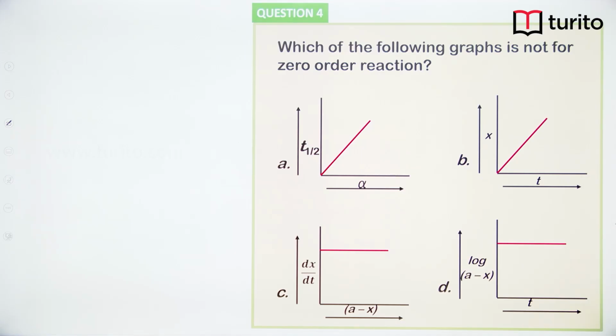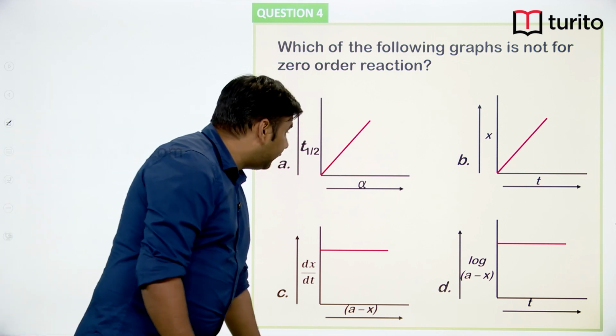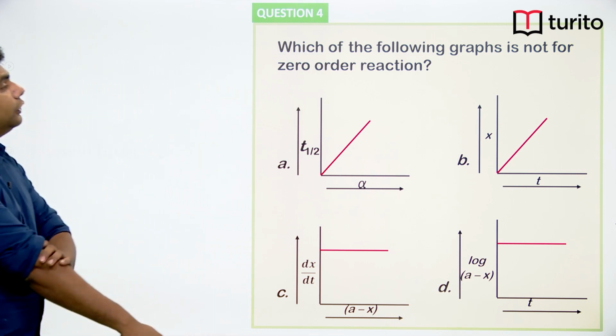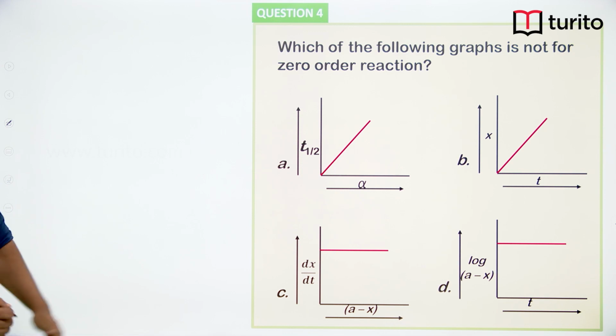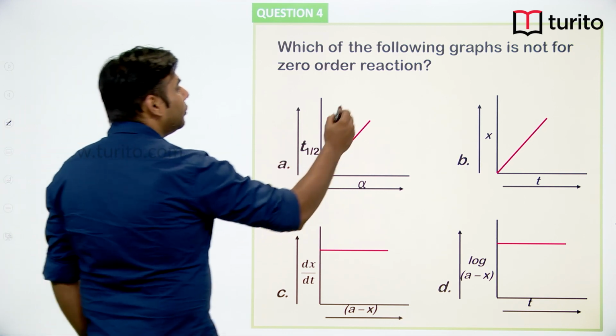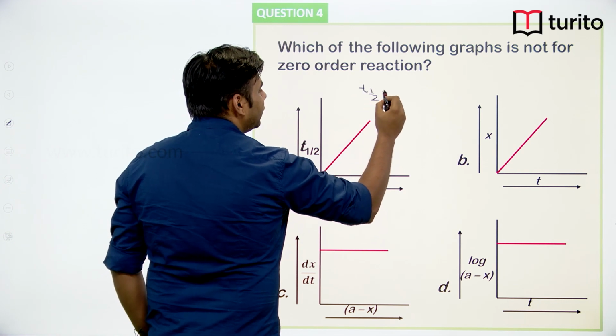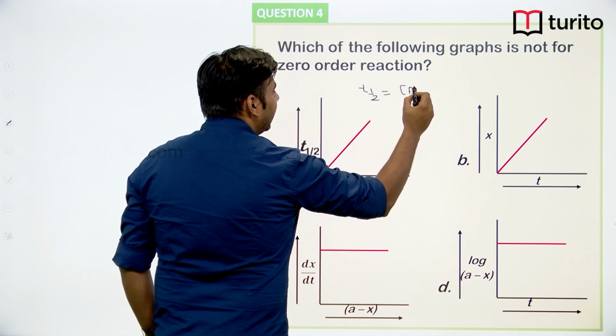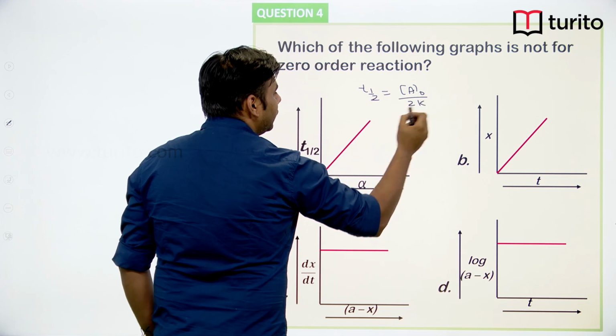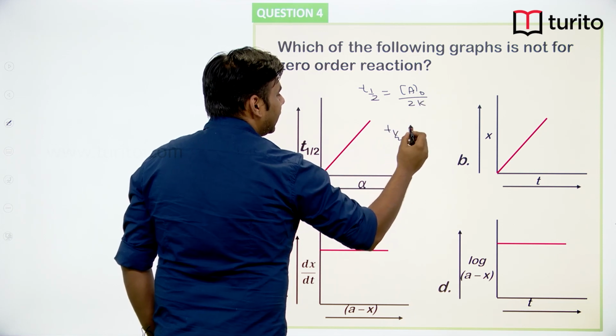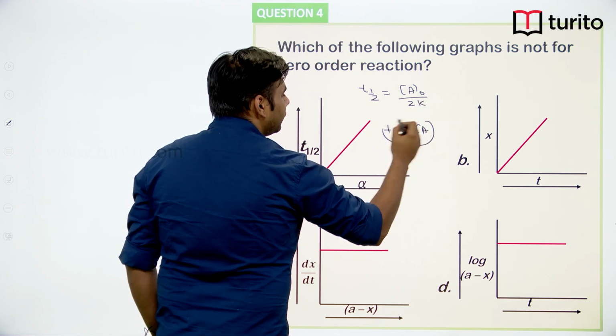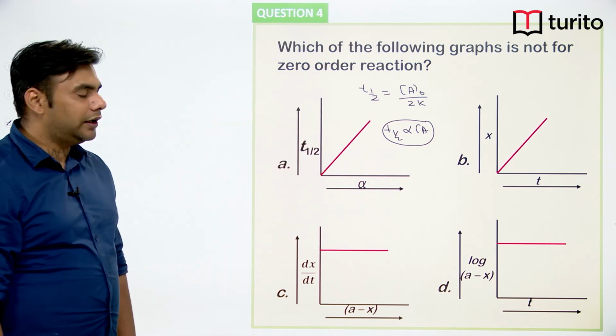So now let's look at this question. This says, which of the following graphs is not for a 0 order reaction. So basically we are plotting t half with concentration. We know that t half for a 0 order reaction is A naught upon 2K, so t half is directly proportional to concentration. So this is the correct graph, this is not incorrect.